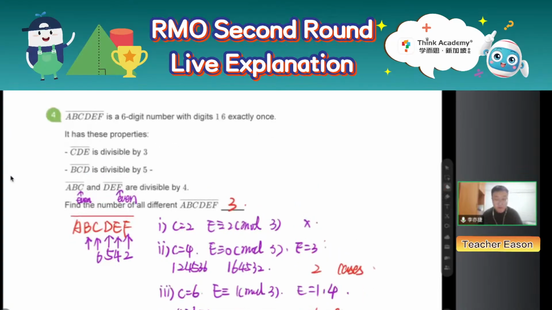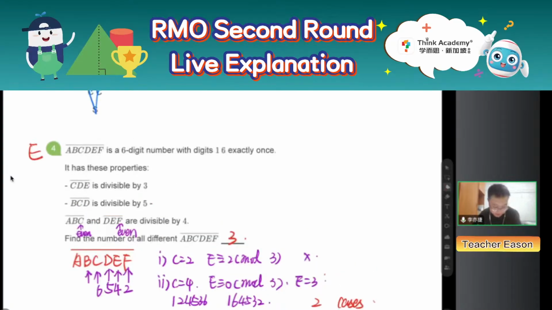Right? Question 4. It's not very easy. No, I think it's very easy, but it's just not very simple. So this is called maybe also an easy question.